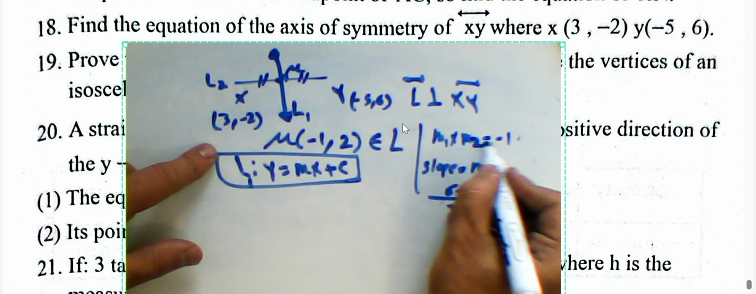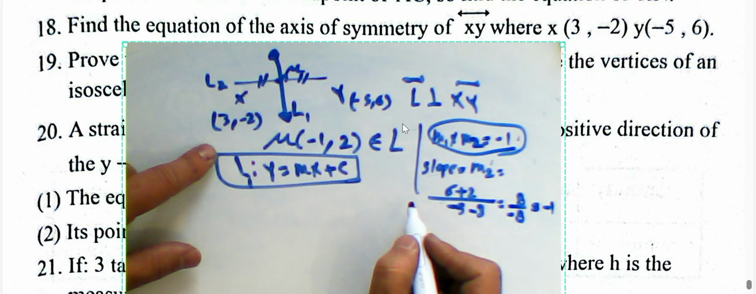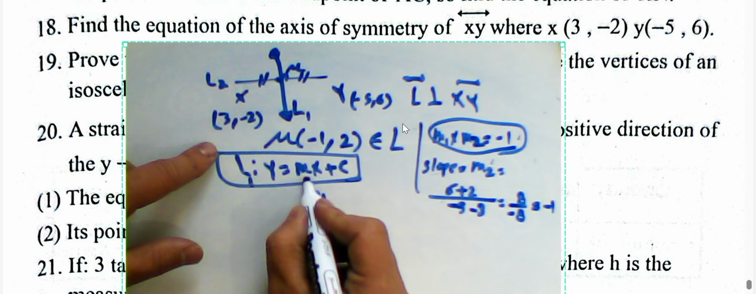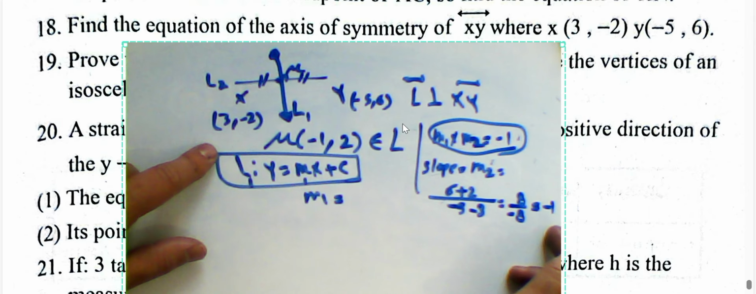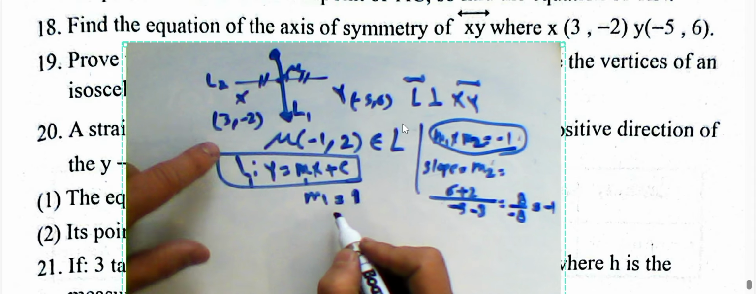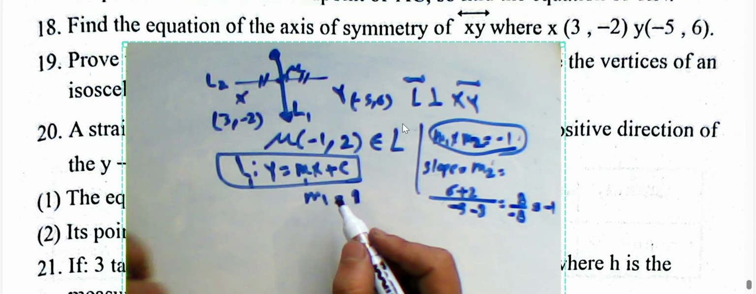The product of slope 1 and slope 2 equals negative 1, so the lines are perpendicular. Then I will find m1. What will m1 be? It is the negative reciprocal of negative 1: it will be 1, changing the sign. Okay, my students, understood?